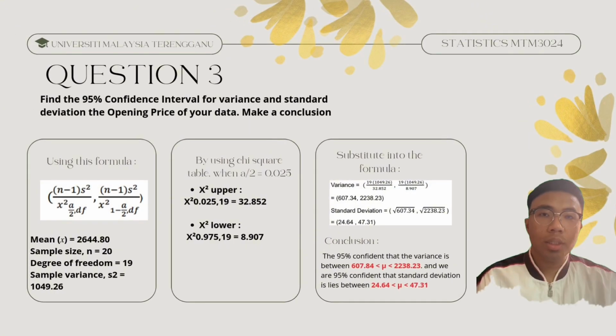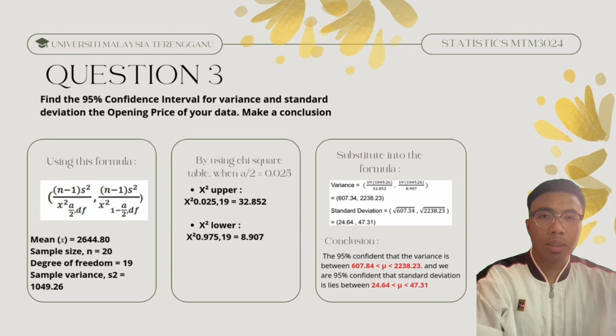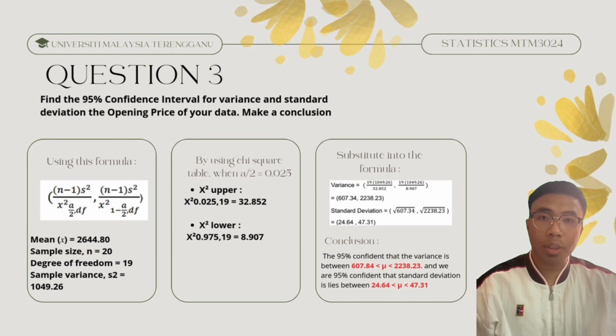For question 3, find the 95% confidence interval for variance and standard deviation of the opening price of your data. Make a conclusion. In this question, we are using the formula that represents a confidence interval for the population variance by using the chi-square distribution. Step 1, we arrange the data, which is the opening price.